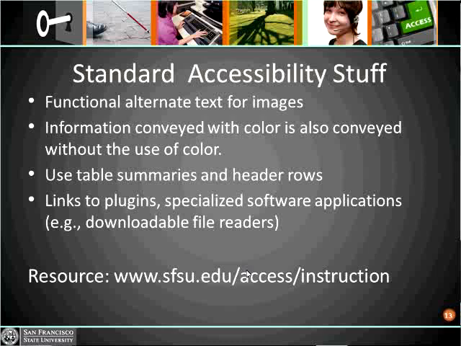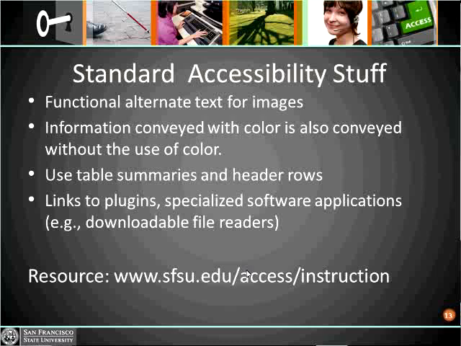Standard accessibility stuff, functional alternate text for images. It's not good enough to, for example, if you have an image of an apple, to just say apple. What is the function of that apple? Is the apple supposed to signify that these are the objectives, that this is the section that's tagged to be where the objectives are located? What's the apple for? What I'm saying is it's not good enough to have a picture or an image. What is the function of that image? So being very descriptive with that is also important.